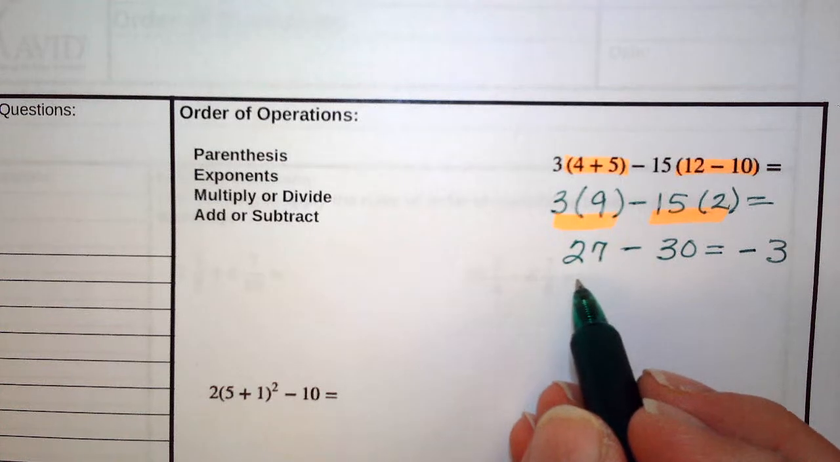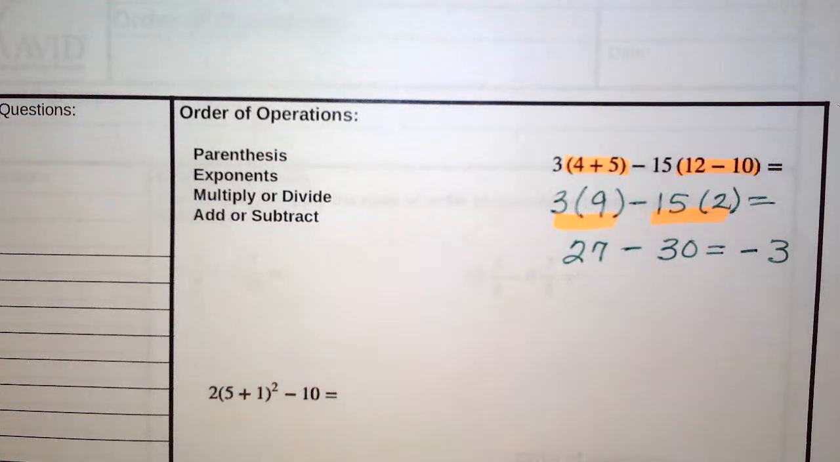27 minus 30 is negative 3. Starting at 27, I go 30 to the left. I end up at negative 3.